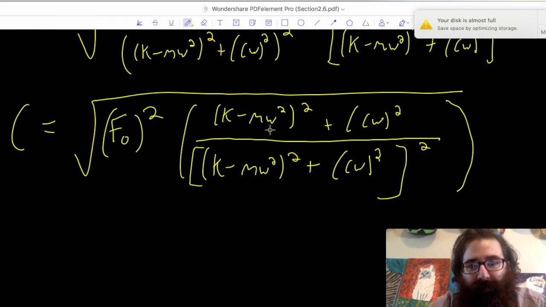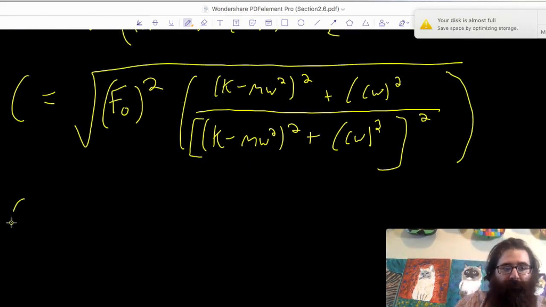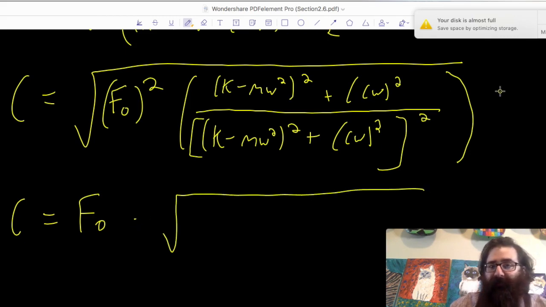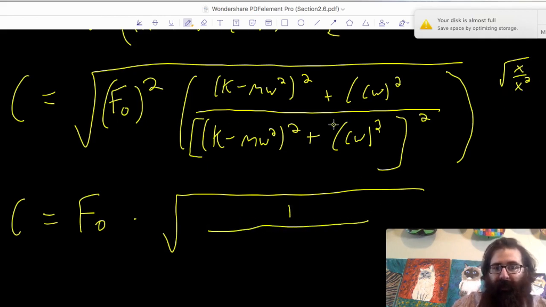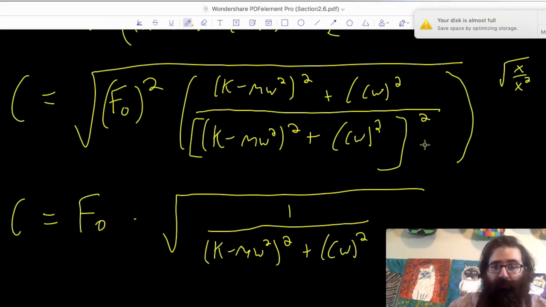I want you to notice, here I got stuff to the power of 1. Here I got same stuff to the power of 2. So this is going to reduce. So let's see, what do we have for c? Well, first, if I split up the square root, I have the square root of f sub 0 squared, which is f sub 0, times, I have the square root of, and think of this sort of like square root of x over x squared. So if I just do the division, here I'm going to be left with 1 on top, divided by, and then it's going to be this stuff now to the power of 1. So now I have (k minus m omega squared) quantity squared plus (c omega) quantity squared, and it's no longer squared because I reduced.